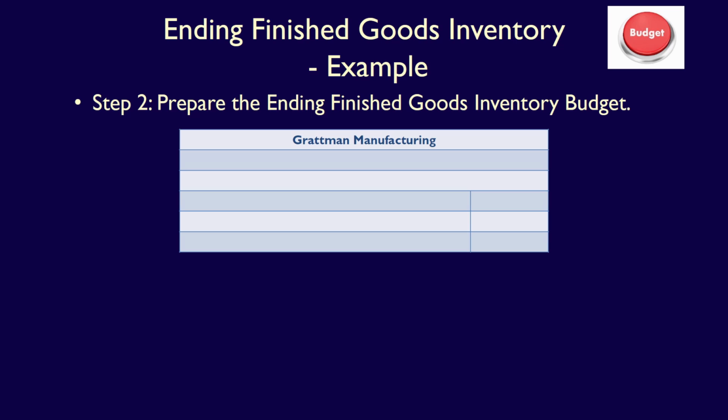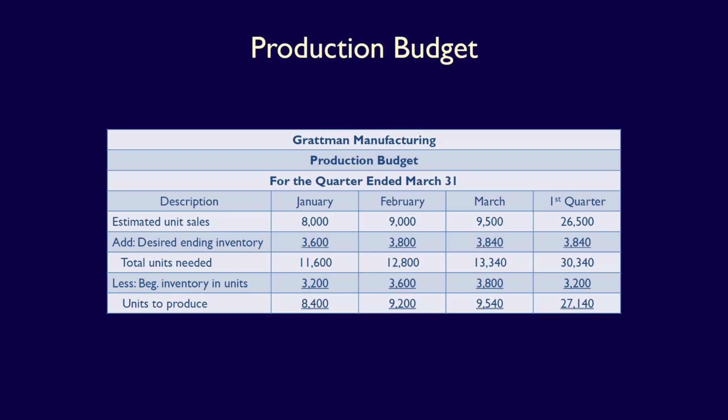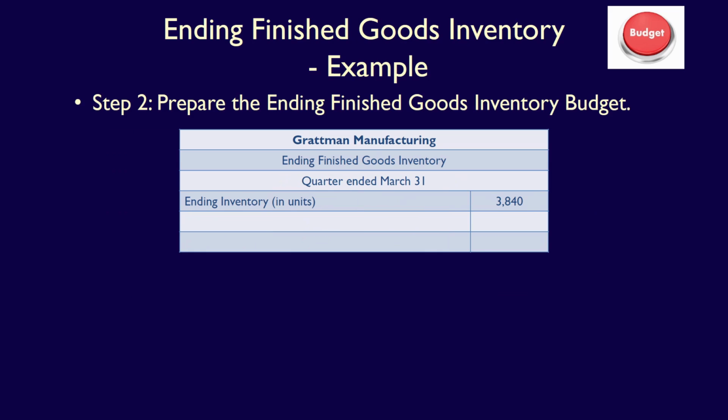We'll start with the title, Gratman Manufacturing, the name, Ending Finished Goods Inventory Budget, and the date, quarter ended March 31st. We start with ending inventory in units, which we get from the production budget. Our ending inventory for the quarter is noted as the desired ending inventory, 3,840 units. This is the inventory we will have to have on hand at the end of the quarter. We'll place that in our ending finished goods inventory budget, 3,840 units.